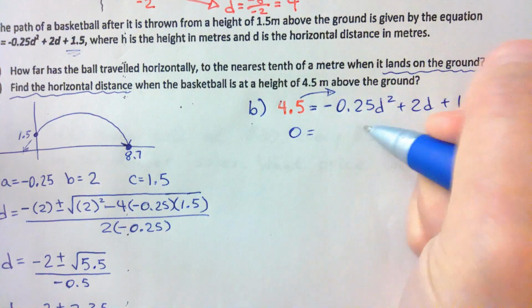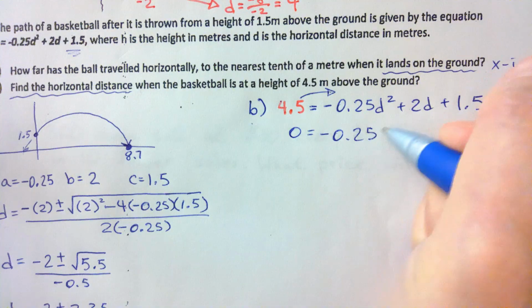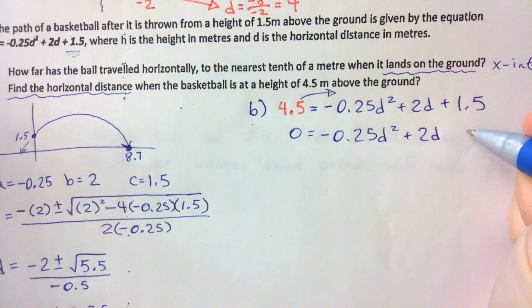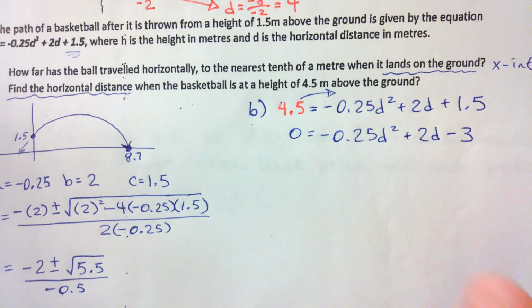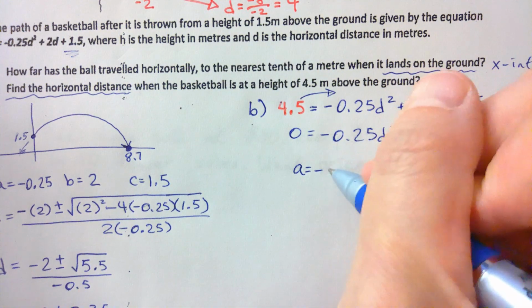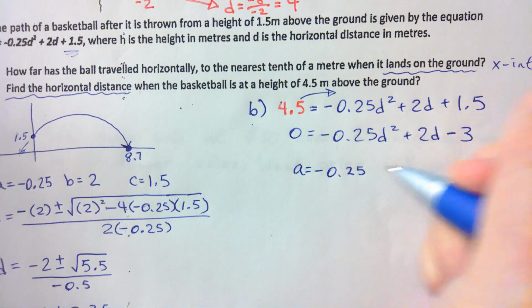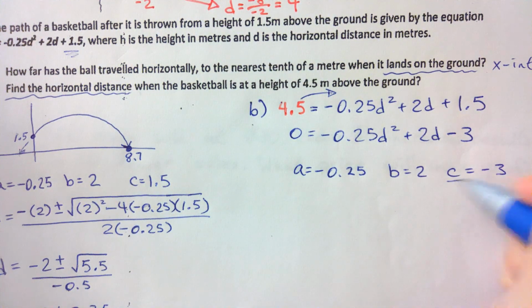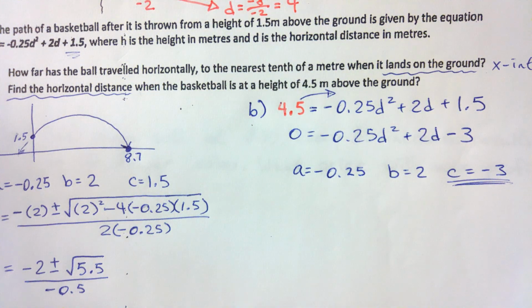So that I get this, that, plus 2d, so 1.5 minus 4.5, minus 3. Now is this in standard form? Yes. And so if I want to solve for D, what method am I doing? Quadratic formula again. Yes. Okay, but this time, notice your A, B, and C are different values. A is negative 0.25, B is 2, C is negative 3. So what was different is the C is negative 3 this time.